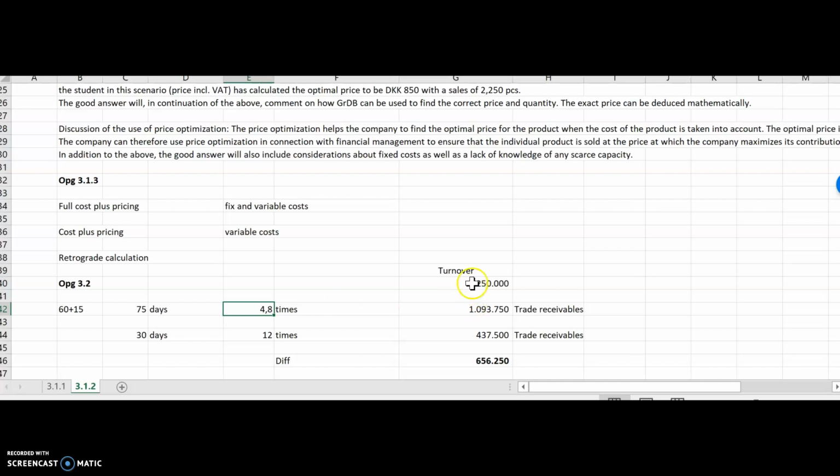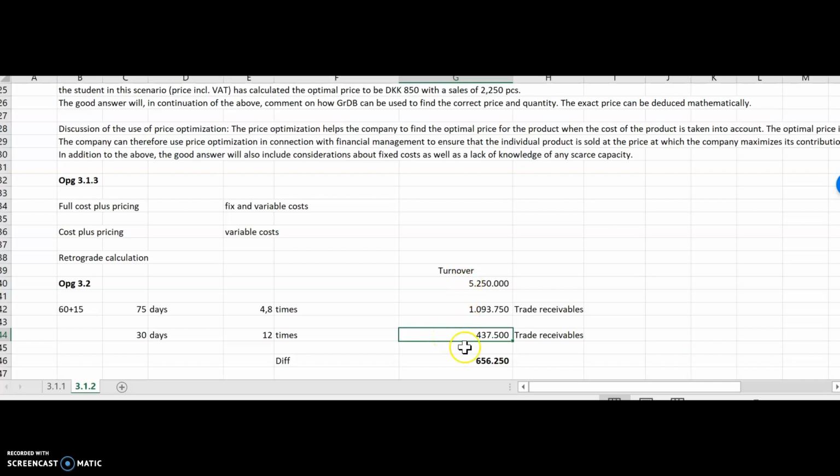And then you can take your turnover here and divide by the turnover rate, and then you have your trade receivables if you give them these payment conditions, 1.093. And then the question is, what will happen if you change the payment condition to 30 days? 30 days, it is a turnover rate of 12. So you can take here your turnover and divide by 12, and then you have 437.